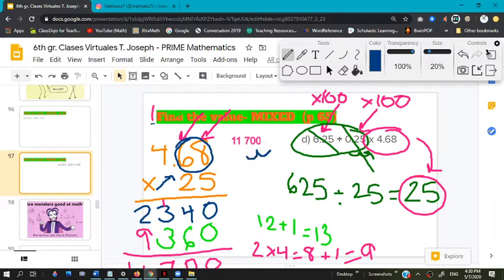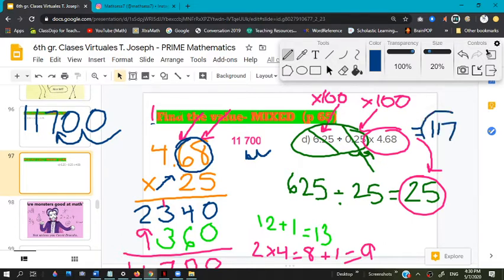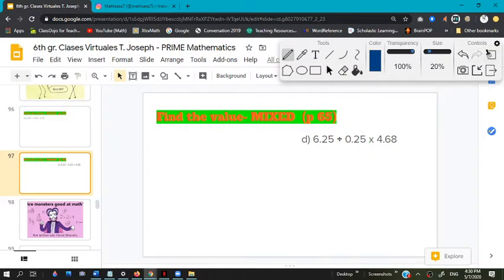1, 2. Okay? If I move my decimal point over 2 spots, let me do it up here so you can see it. 11700. Move it over 2 spots. Our final answer is going to be 117. Okay? That is your final answer, 117. Okay? I'm going to erase all this and just check it on the calculator just to make sure that we got the correct answer. Okay?